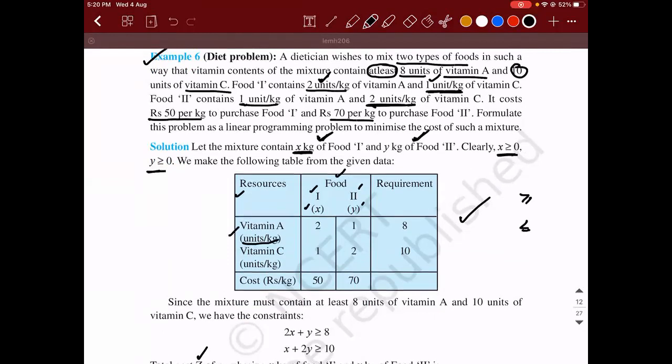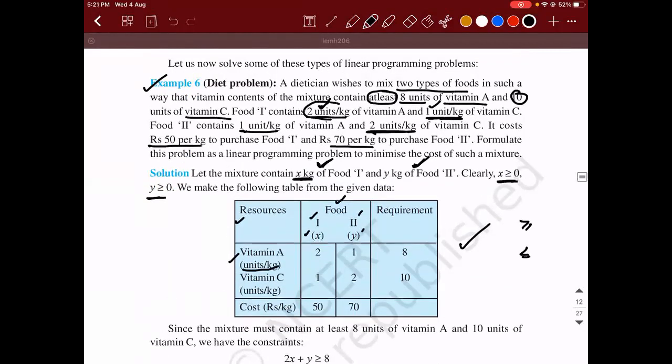So food 1 should contain how much? Food 1 contains 2 units per kilogram of vitamin A, and food 2 contains 1 unit per kilogram of vitamin A, sorry. So you're first filling it row wise. Then you're concentrating on vitamin C. How much does food 1 contain? It contains 1 unit per kilogram of vitamin C, and food 2 contains 2 units per kilogram of vitamin C.